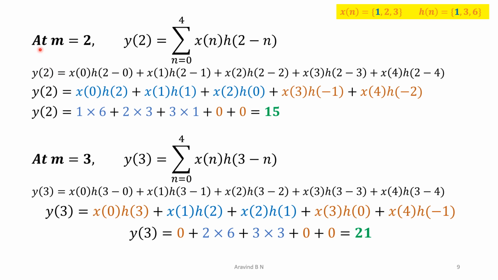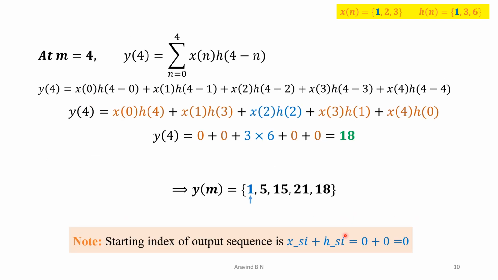Further calculating for m equal to 2, we get y of 2 is equal to 15, and here we can observe there is an additional value calculation that you can see over here. The color variations you can identify. It is 15. At m equal to 3, it is equal to 21. At m equal to 4, it is going to be 18. So all values of y of m are 1, 5, 15, 21 and 18.